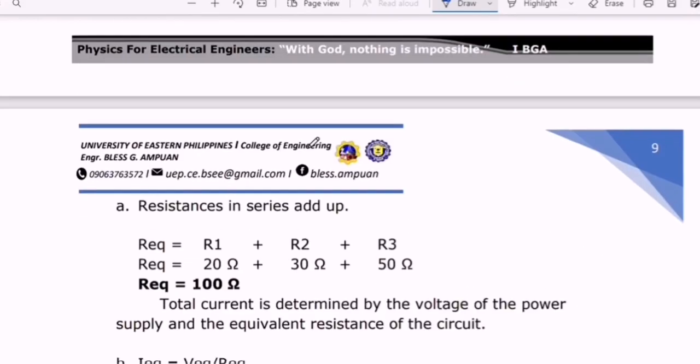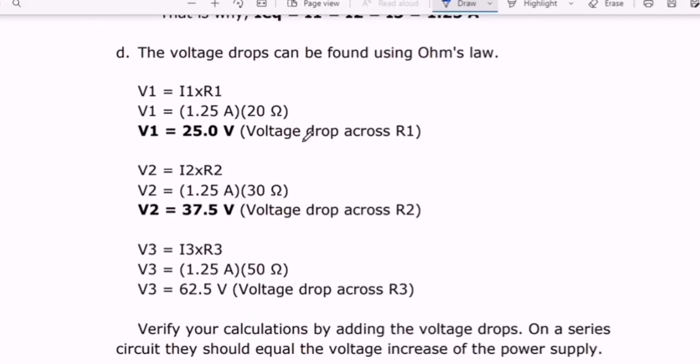Okay. So next is to solve for the voltage drop in each resistor. We know that the formula for voltage is equal to the product of current times resistance. So to solve for the voltage drop across the first resistor, or R sub 1, we need the current, I sub 1.